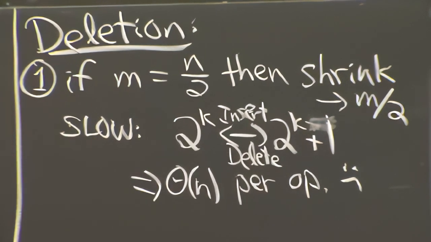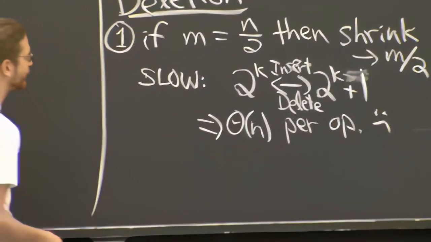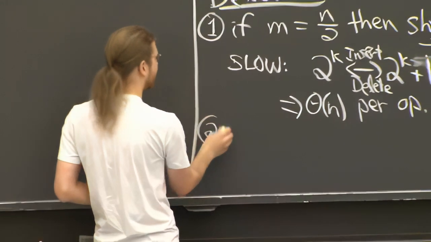Yeah? Maybe m equal n over 3 or something? m equals n over 3. And yeah, you can still leave it to shrink to m over 2.